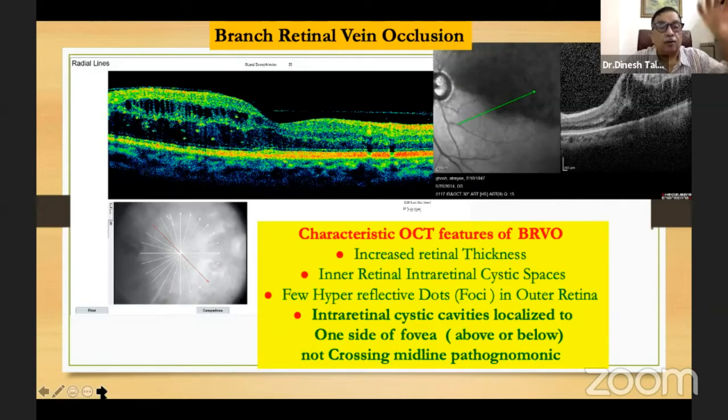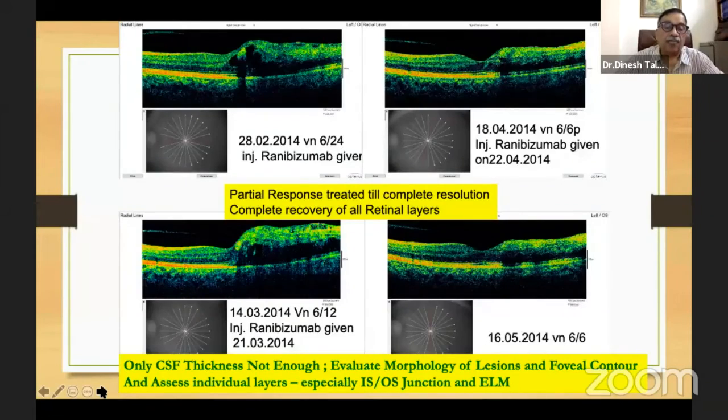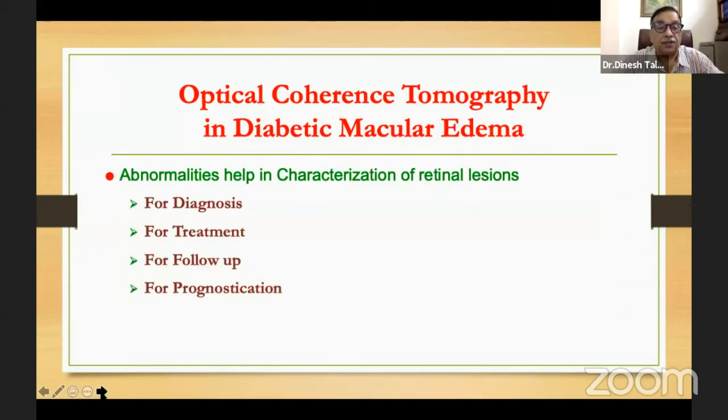When you have edema localized to one side, not crossing over to the midline at all, you know you're dealing with a BRVO, most probably. And again, you use the OCT for seeing whether the patient is responding. As long as he's responding, you treat. Once it becomes okay, you don't need to treat any further. So you can also use this for following up your patients.